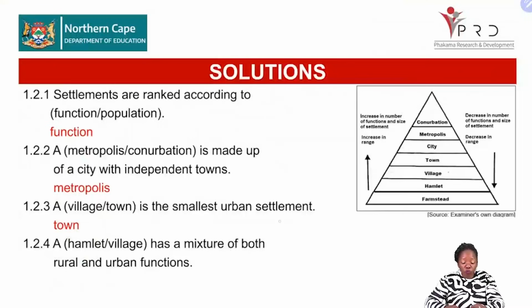Then your 1.2.4, a hamlet or a village has a mixture of both rural and urban function. Remember, we are looking at the village. In the village, you can still get a school that you can still get in the urban settlement. You can still get a clinic, and you can also get a supermarket. So therefore, there is that mixture between the rural as well as the urban function.